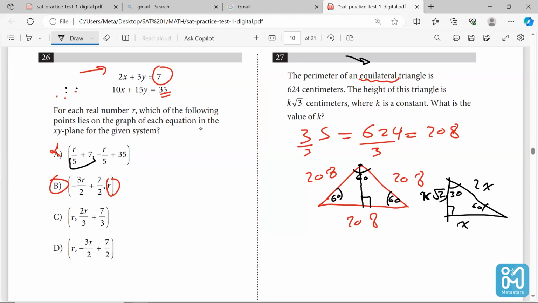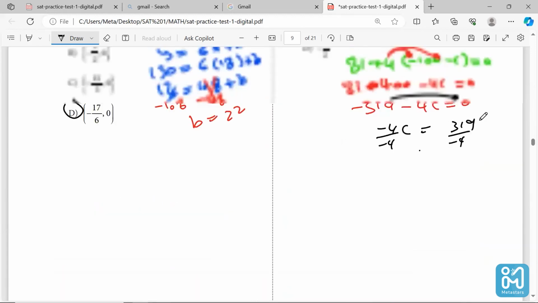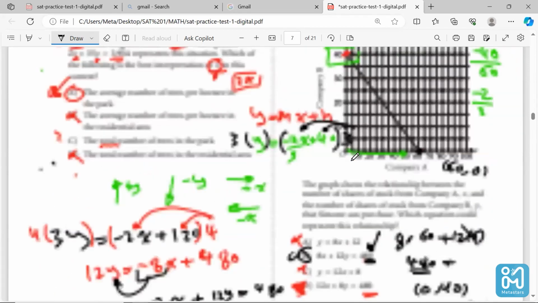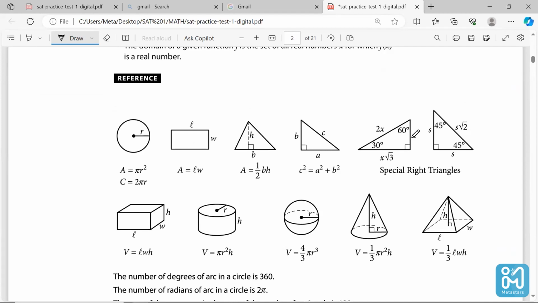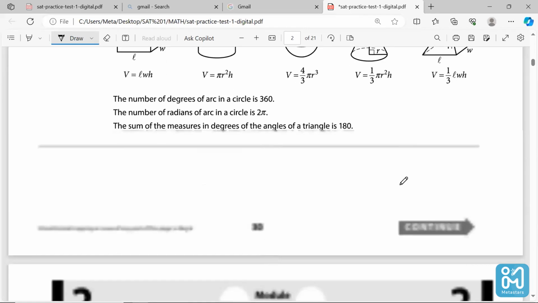How do you know this one? Let's go back to the beginning of the exam. Here, this is the common triangle, x, 2x, x square root of 3. Or you can do it on the calculator. Okay, x, 2x, x square root of 3, the common triangle.